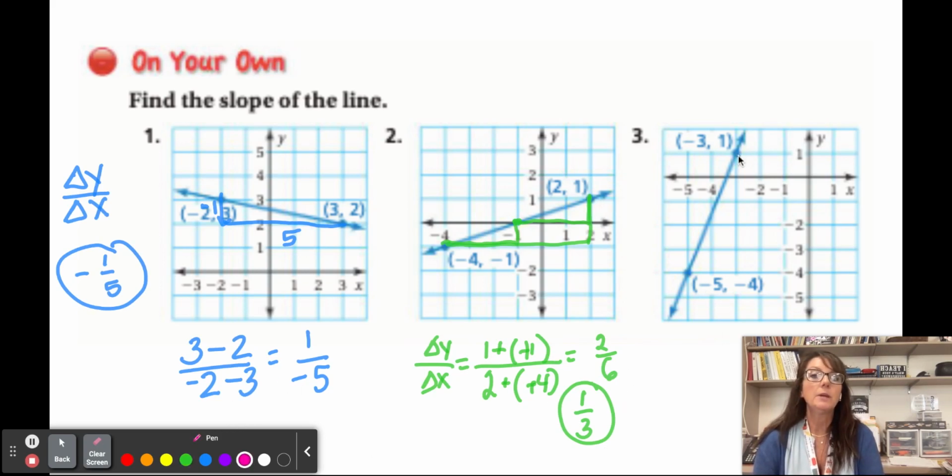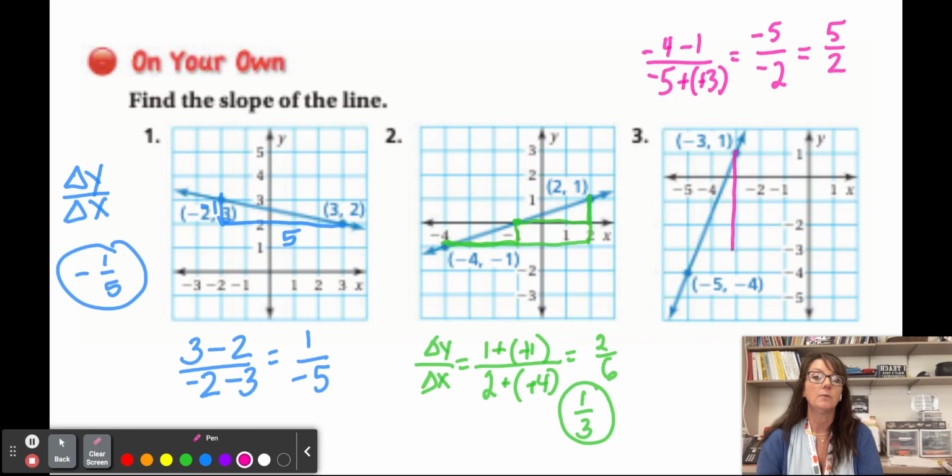And finally, for number 3, negative 4 minus 1 over negative 5 minus this negative 3. So we'll get negative 5, and again, you're dealing with the double negative here. So we'll have negative 5 plus 3, or negative 2. And again, this is a positive slope. 2 negatives make a positive, 5/2. So 1, 2, 3, 4, 5, and 2, right? So this is 5, this is 2, positive direction, 5/2.